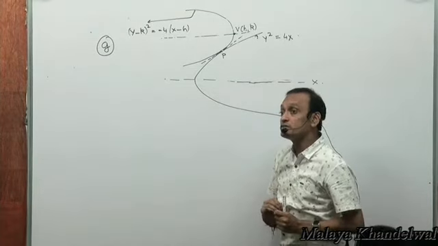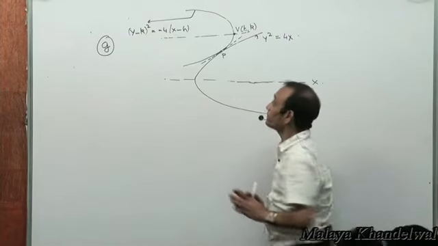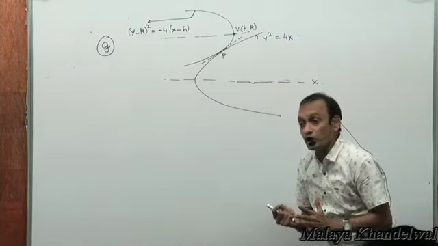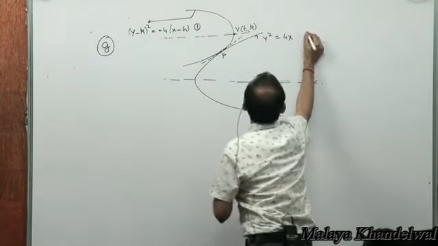What am I seeking to find? I'm seeking to find the locus of h comma k, right? What condition have I not yet deployed? The fact that this curve 1 will always touch this curve 2.